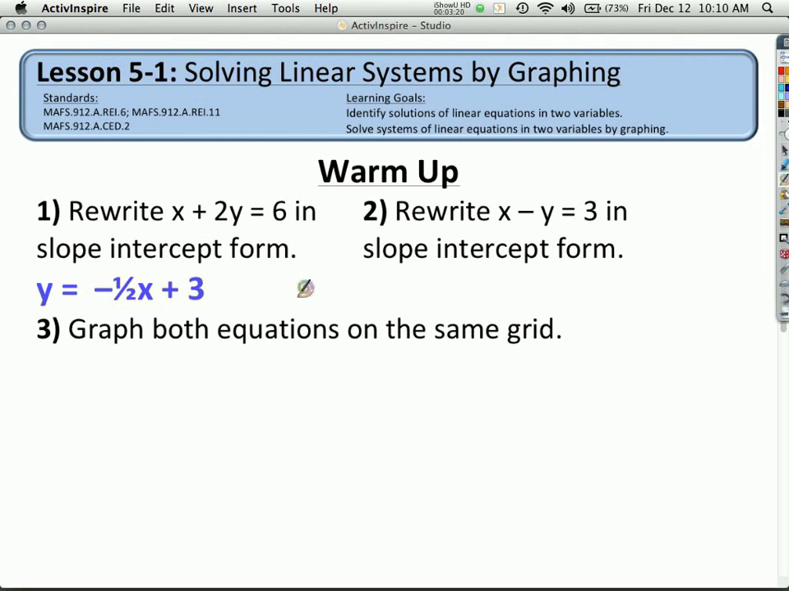Number 2, what is that equation rewritten in slope-intercept form? I've got student number 13, 8, and 18. Student number 13, what did you get? Negative y equals negative x plus 3. Student number 8, what did you get? Y equals x minus 3. Student number 18, what did you get? Y equals x minus 3. So it comes out to y equals x minus 3.